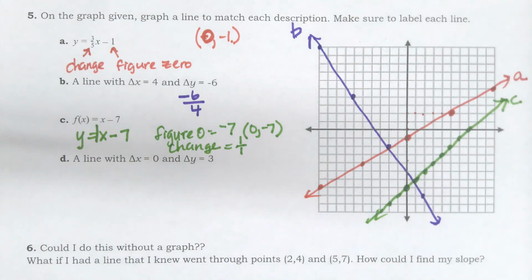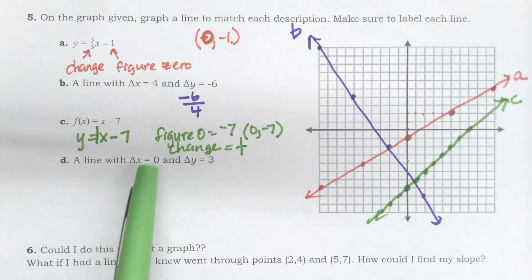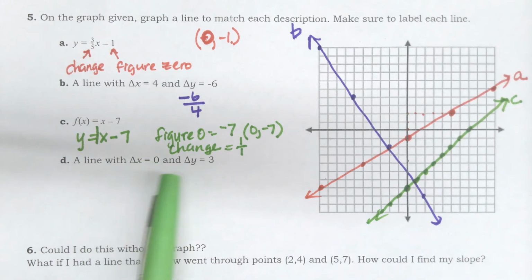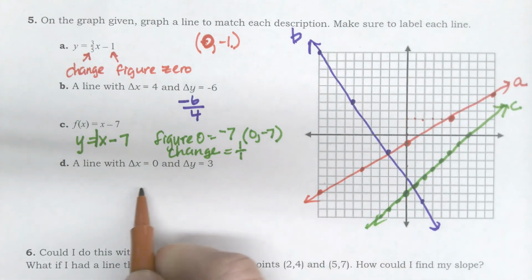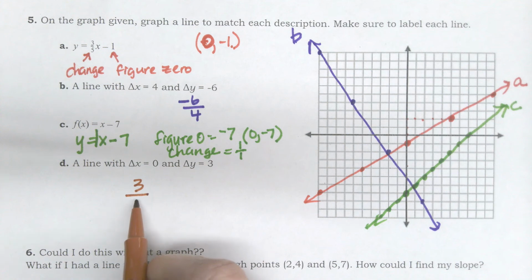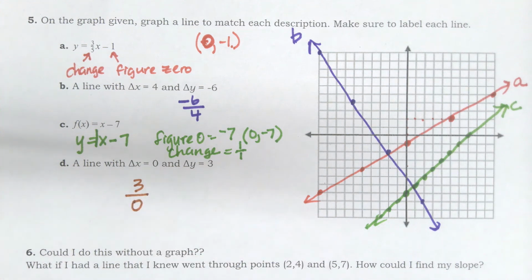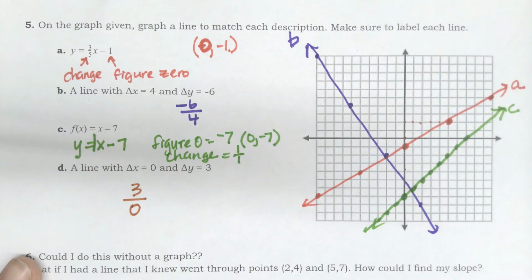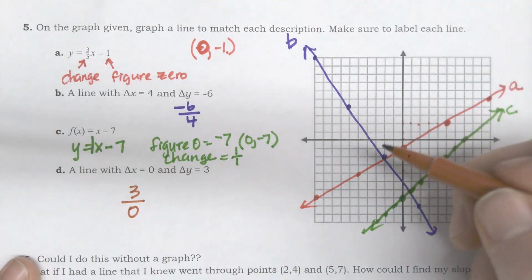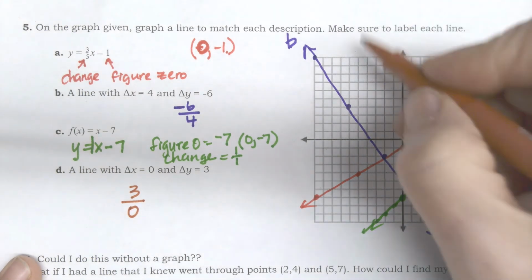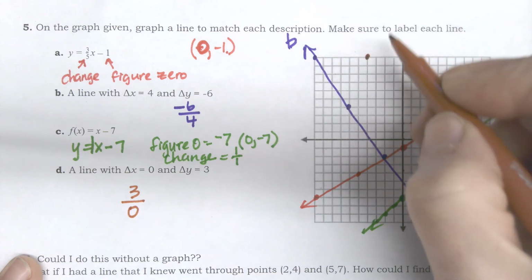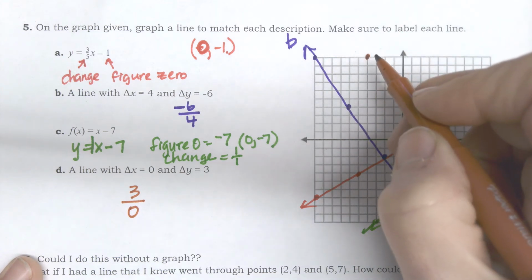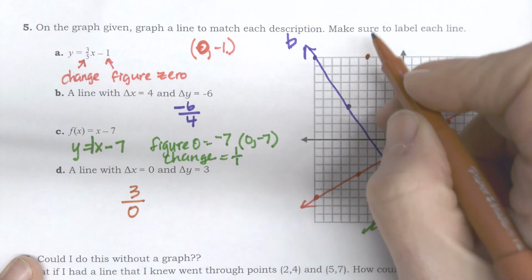And lastly, it says delta x is 0 and delta y is 3. So what I have here on this last line is the change in y is 3, the change in x is 0. Again, it doesn't tell me where to start, it just tells me the change in y is 3, the change in x is 0. So that means I'll just start anywhere. I'm going to start right here. And change in y is 3. That means I go up 3.